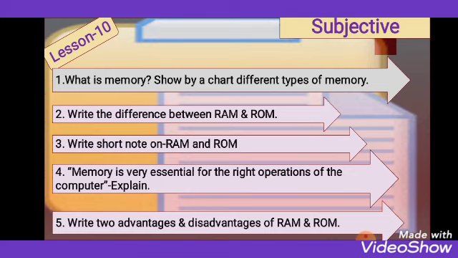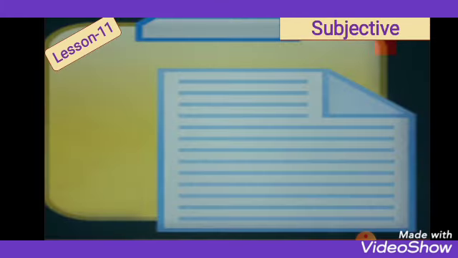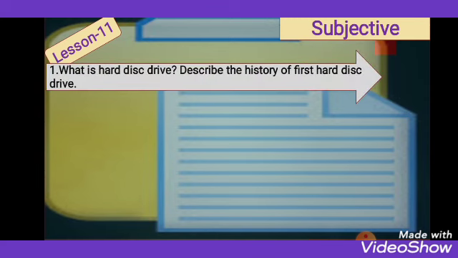5 number question, you see: write 2 advantages and disadvantages of RAM and ROM. So is there any advantage and disadvantage, do you think? Yes, in case of RAM, we can tell it is too fast. As a disadvantage, in case of RAM you have to totally depend on power. And ROM is permanent memory, it does not depend on the power supply. This is a very simple question answer.